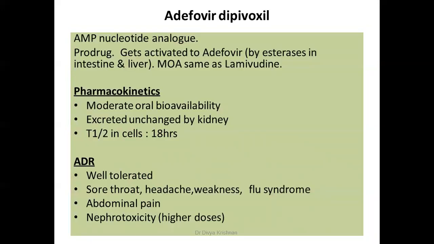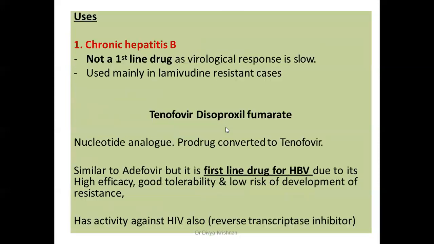Then we have adefovir. Adefovir is an AMP nucleotide analog. It is a prodrug. It gets activated to adefovir diphosphate and the mechanism of action is the same, that is, it inhibits the DNA polymerase. It is also a very well tolerated drug. Occasionally you can have sore throat, headache, weakness, flu-like syndrome, abdominal pain, and very rarely at high doses you get nephrotoxicity. So this is another drug, that is adefovir.